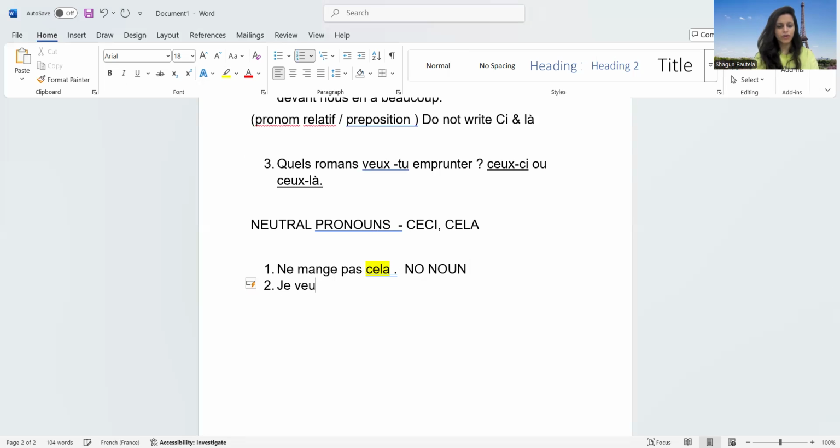Je veux goûter dash, or for example, je ne veux pas goûter dash. Je veux goûter dash. Okay. Just an example: I don't want to taste this, I want to taste that. So what is this and that I want to taste? Okay, so in one blank, ceci is going to come, and in the other blank, cela is going to come.